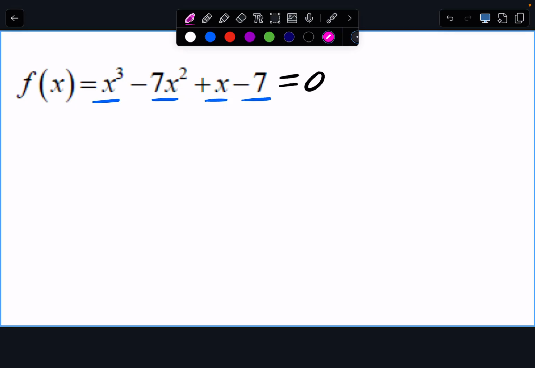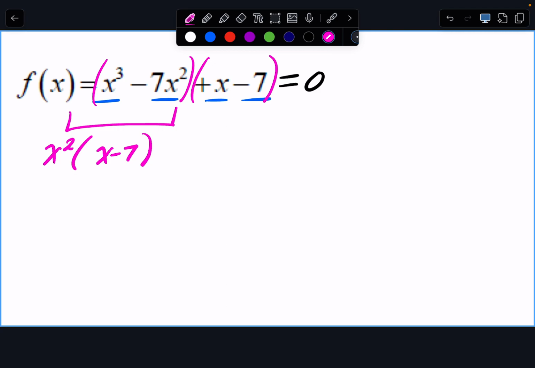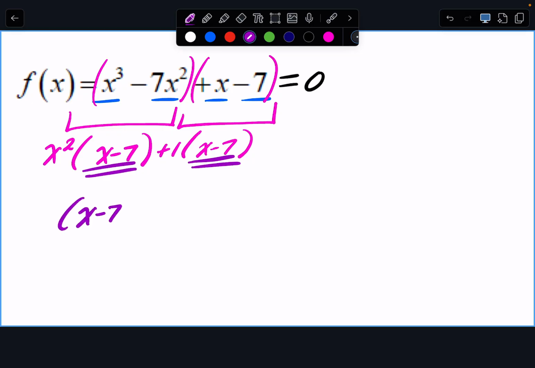Grouping? Is that what I heard? Okay, let's group the first 2 terms, the second 2 terms, pull out GCF of x squared. Left is x minus 7. Pull out a what here? Positive 1. Left is x minus 7. Look, it's the same. We're not done, but grouping did work. So we'll pull out our x minus 7. We know it divides out, leaving us with x squared plus 1.